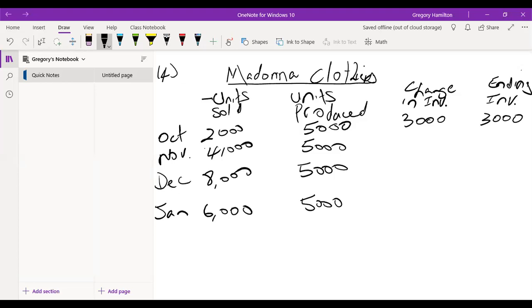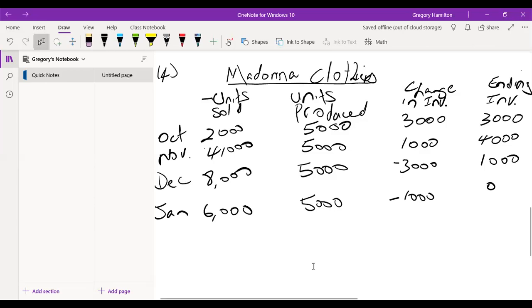In November, only 4,000 was sold. So again, there'll be a positive change in inventory, which means that inventory would go up to 4,000. And then in December, there would be a negative 3,000 change in inventory, and so inventory will fall to 1,000. And then inventory will have a 1,000 negative change in January, and it would be zero at the end of January. So that's the first part.